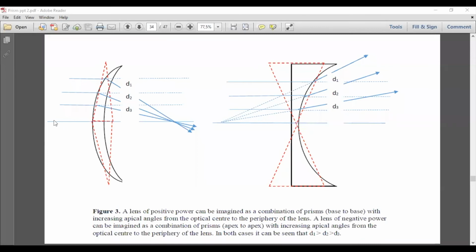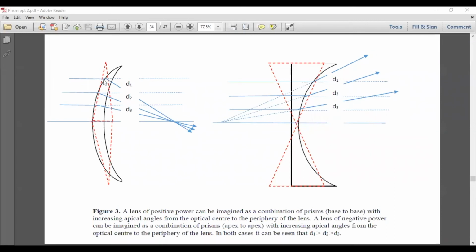If you take light passing through the optical center, it's going to go straight through undeviated. Now, as you move away from the optical center through a lens, you're going to get refraction. As we move further away, light coming in further from the optical center is going to refract even more, and on the periphery, it's going to refract even more. So you can see here, D3 is less than D2, D2 is less than D1. In other words, on the periphery, there's more deviation.